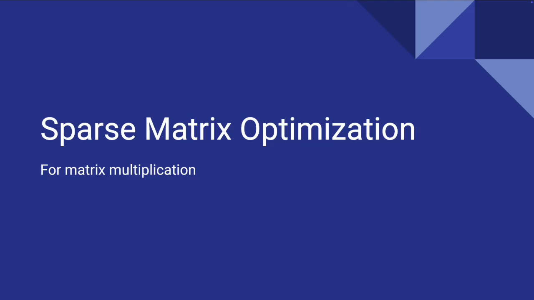Hi everyone. For my final project, I wanted to see if I could optimize sparse matrices by using hash maps instead of ordered linked lists. Sparse matrices are a very cool concept to me, but they are also very useful in computer science.